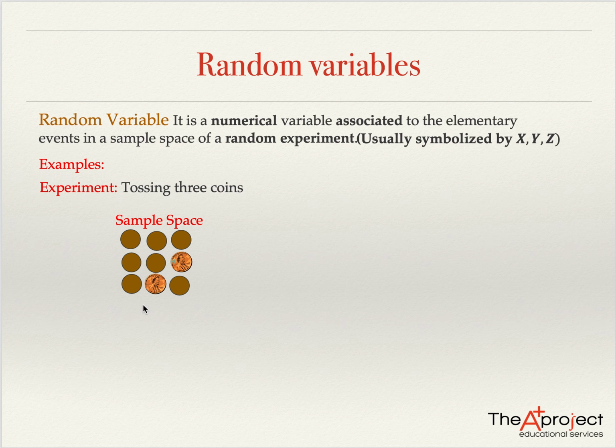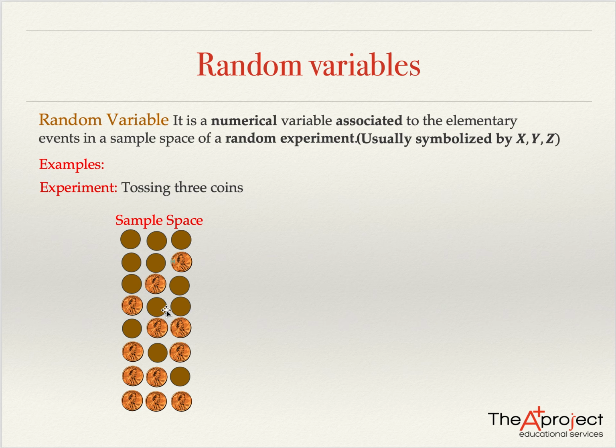Or maybe the head is at the beginning, in the first coin, and the other two are tails. Or maybe there are two heads, or maybe three heads. So all the possible outcomes are like this. There are three possible outcomes when you have only one head, three possible outcomes that have only one tail, and there is one outcome with three heads.